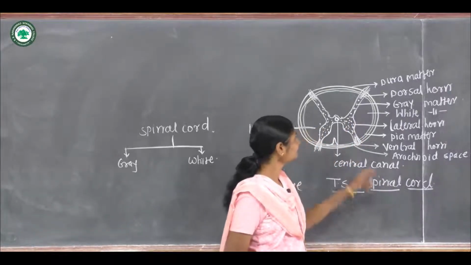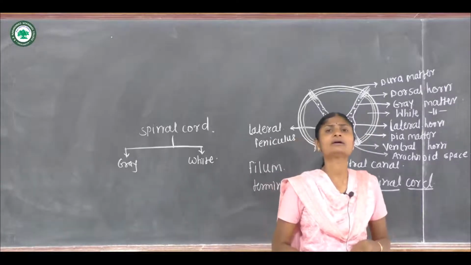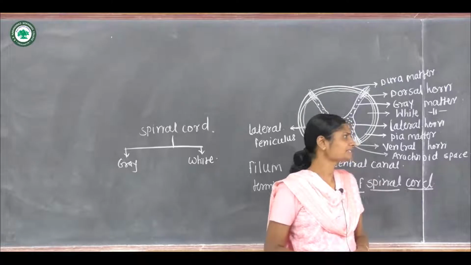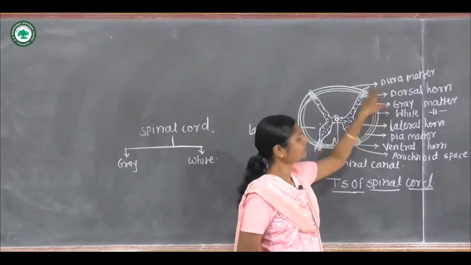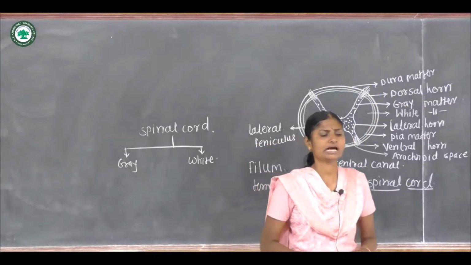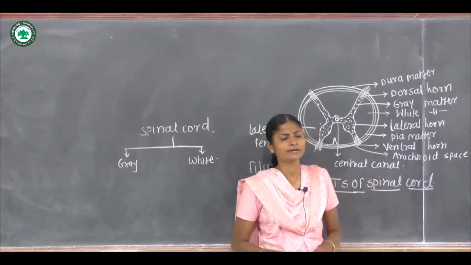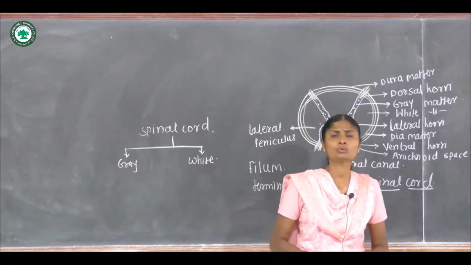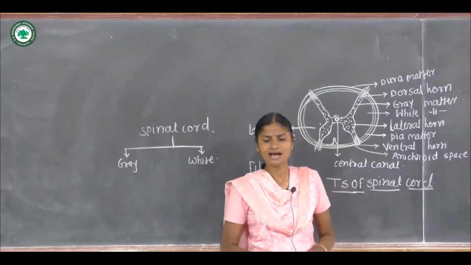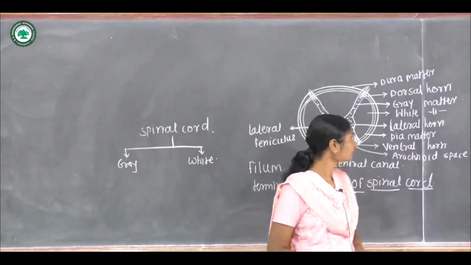Next part is the meninges present surrounding the spinal cord. The first meninx is called the dura mater. This dura mater is the outermost tough membrane of the spinal cord, made up of dense connective tissue and collagen, and few elastic fibers are also present in the dura mater.